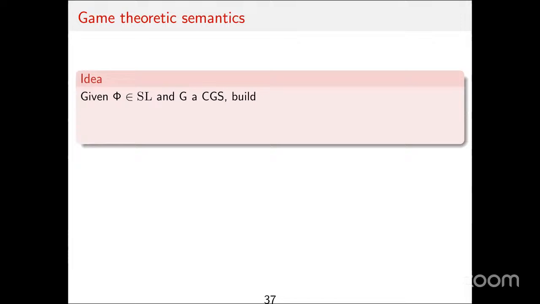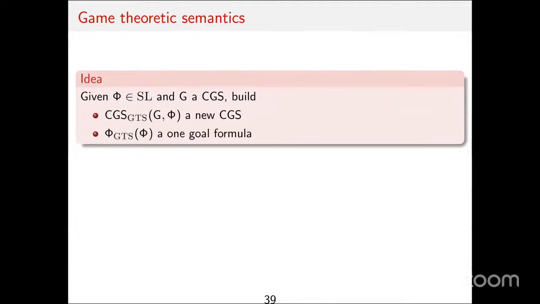So the approach is to define a game theoretic semantics. What is a game theoretic semantics? It's when you take a formula from your logic and a model, so for us a game, and you define a game. So the idea is that we will define a new CGS, so concurrent game structure, so that the game is won by one player if and only if the formula is true on the model.